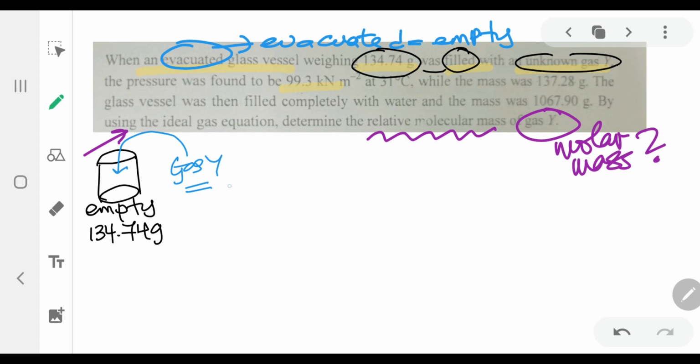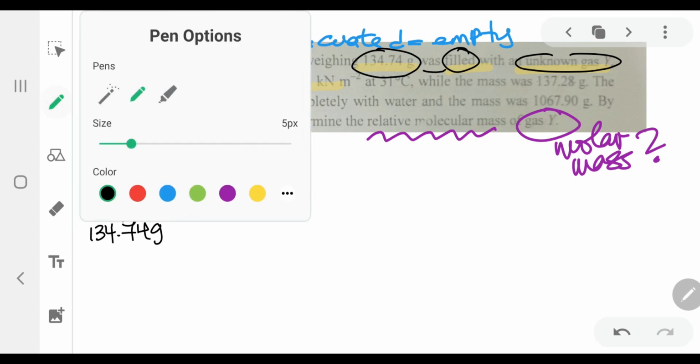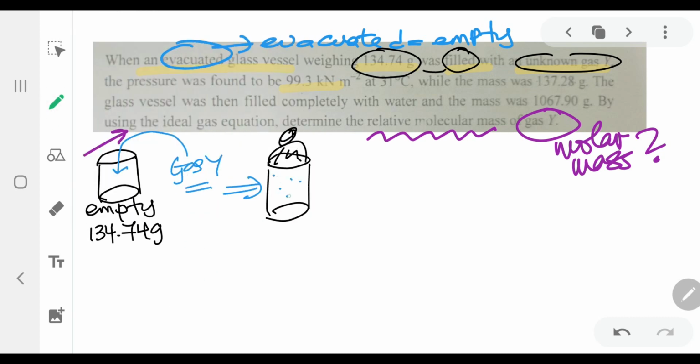gas Y. So when you fill in that with gas, what happens to your evacuated vessel now? It will be filled with, let's say I'm just going to put a lid over here. So after you have filled that in with gas Y, of course, you're going to have gas Y particles inside the vessel. So in here now is your gas Y. So in the beginning, you have empty vessel with the mass of 134.74 grams. And then after you fill that in with unknown gas, you have the vessel with gas Y. And then it says that the pressure is 99.3 kilonewton per meter square. Okay.